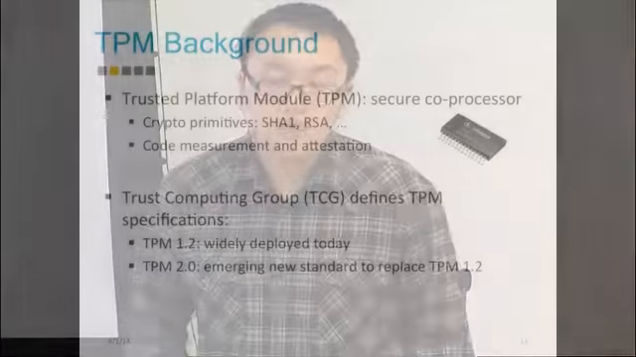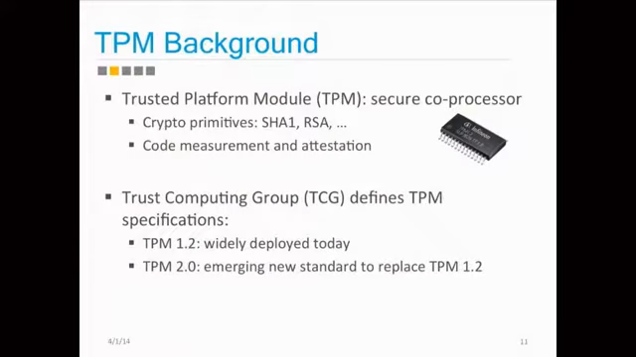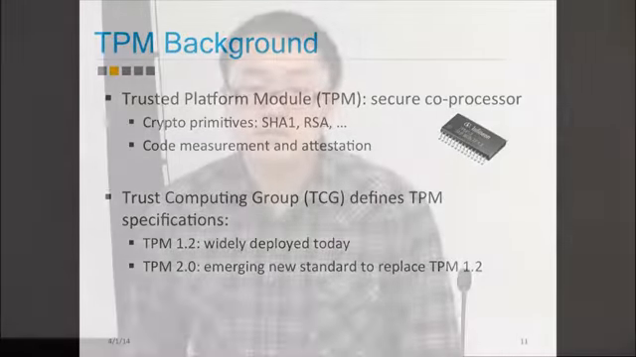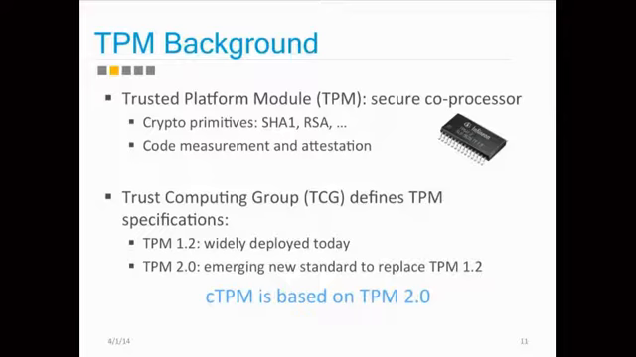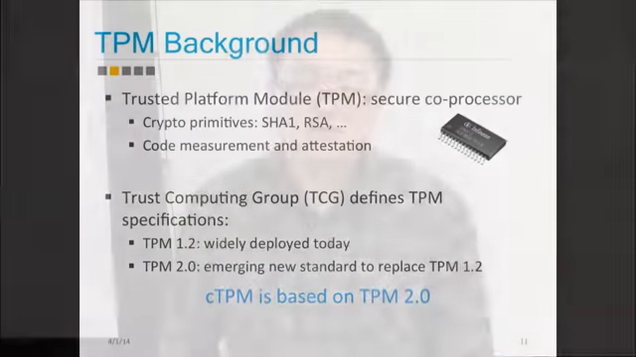Nowadays, the Trusted Computing Group defines the specification for TPM. The current completed specification is TPM 1.2. It is widely deployed in the TPM chips available. There's one additional specification to replace TPM 1.2, that is TPM 2.0. And our cTPM is based on TPM 2.0. But I want to point out that our design does not rely on any feature specific to TPM 2.0. Our cTPM can be easily applied to TPM 1.2.